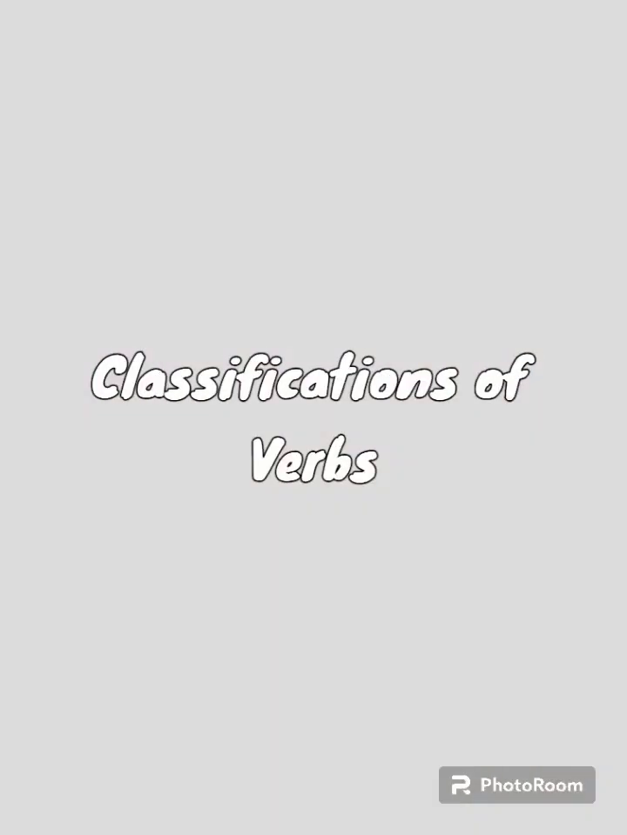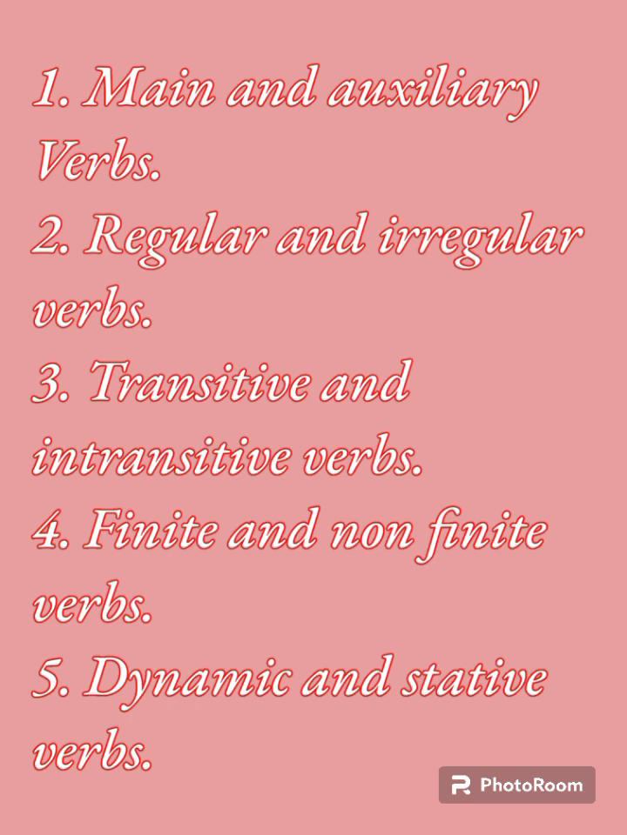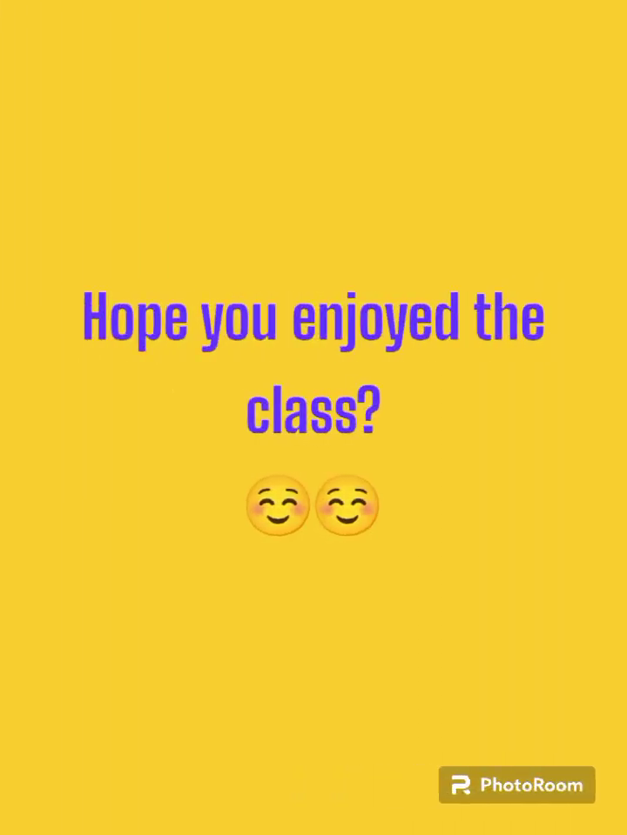Now let's look at the classifications of the verbs. The English verb can be conveniently classified as follows: main verbs and auxiliary verbs. Another is regular and irregular verbs, transitive and intransitive verbs, finite and non-finite verbs, dynamic and static verbs. We will be stopping here for now.